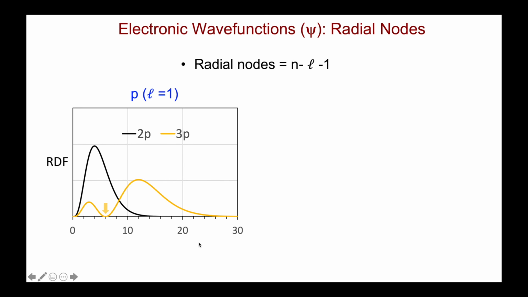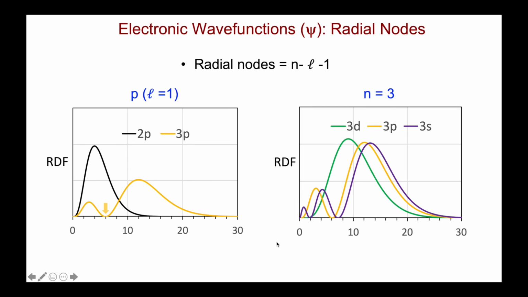So here we're comparing the RDFs of the 2p and the 3p. First of all, let's just notice the radial extent of the orbital. Higher n, higher r, decays more gradually. Secondly, the 3p now will have one radial node at which the wave function changes sign. The RDF is 0. And we have two maxima appearing in the RDF for the 3p.